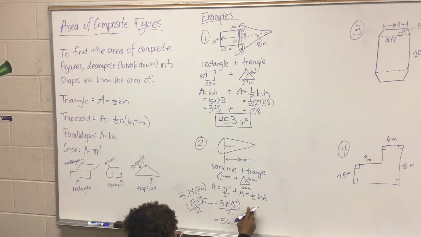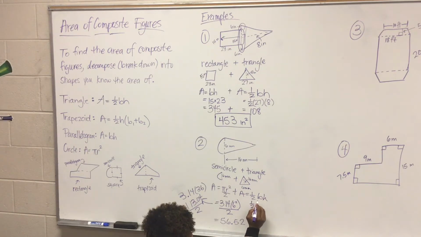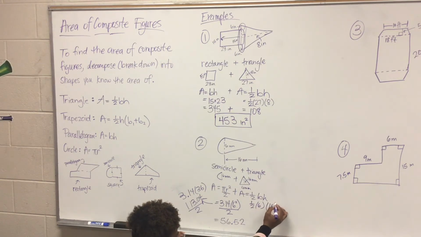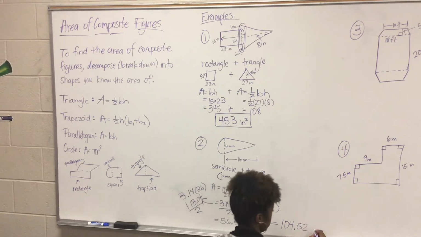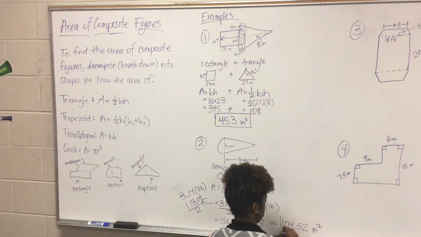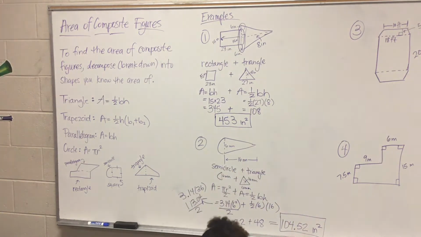All right, now I want to do the area of the triangle, which is 1/2. The base is 6, and the height is 16. So 1/2 times 6 is 3, times 16 will give us 48. So our area will come out to be 56.52 plus 48, which is 104.52 square inches, or you can say inches squared.